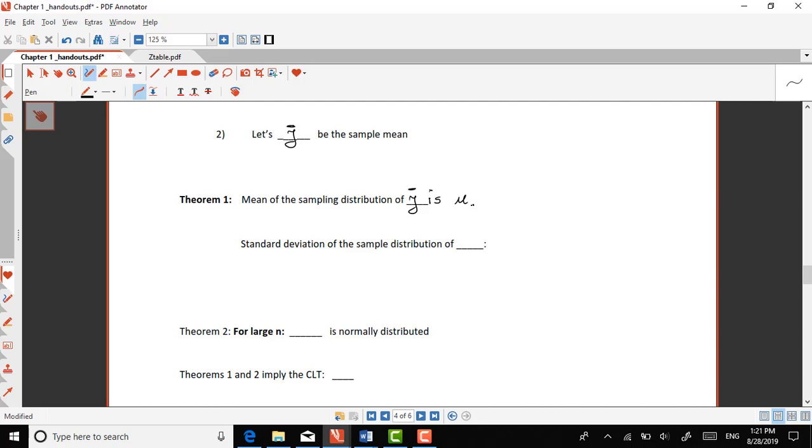And the standard deviation of the sampling distribution of, once again, y bar, the sample mean, which I'm going to denote by sigma y bar, is equal to sigma divided by the square root of n. Okay? Everybody follows that.